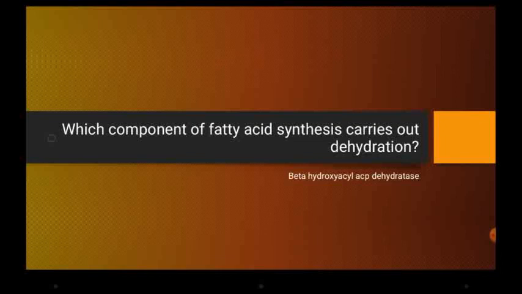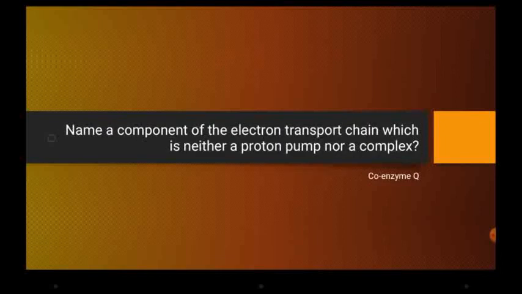The next question: name a component of the electron transport chain, ETC, which is neither a protein nor a complex. Well, the answer is coenzyme Q. Coenzyme Q accepts electrons from complex number 1 and from complex number 2, which is also known as succinate dehydrogenase, and then transfers those electrons to complex number 3. So the answer is coenzyme Q.